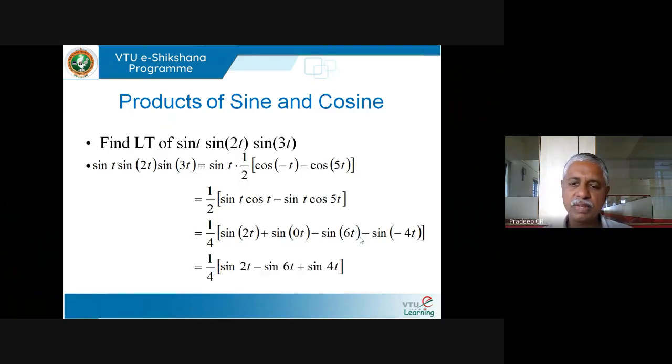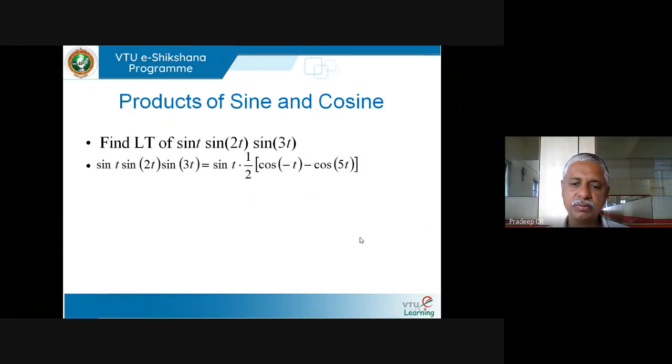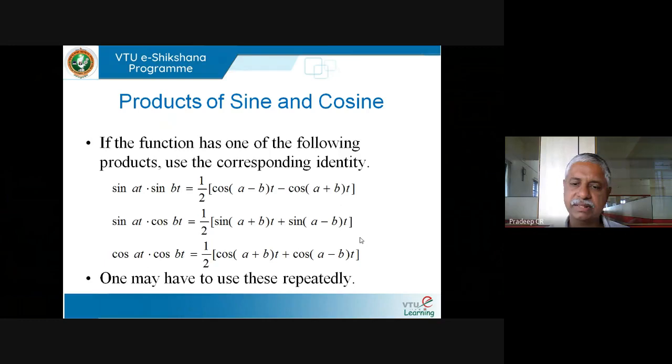The rest of whatever I have told is correct. The final answer was correct, just that I had missed the minus here, so I was wondering what happened. So I went back and saw the formula which I had shown was wrong. This is the correct formula. So please make this correction.